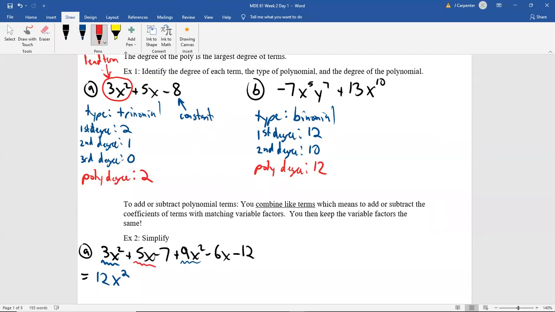For the 5x, that's like the minus 6x. So that's a positive 5, that's a minus 6. Remember your rules of addition and subtraction. Different signs, subtract the numbers, keep the sign of the larger. 5 minus 6 is negative 1.